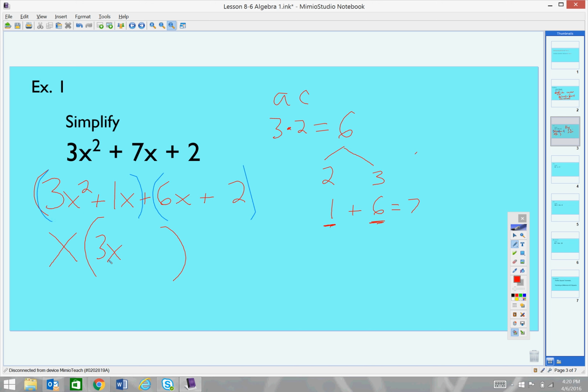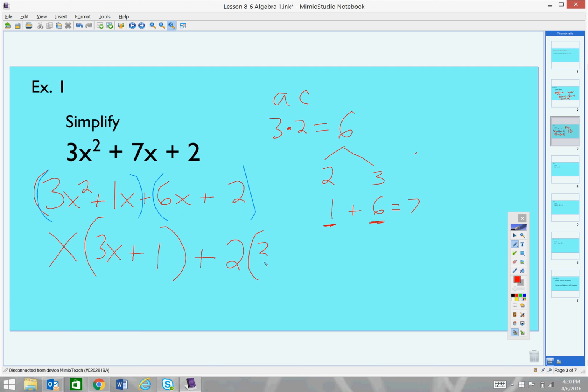3x. Great job. Then x times what is 1x? 1. Right. Okay. Now let's go over here. What's in common between 6x and 2? Is our x's in common? No. Is a 2 in common? Yes. So I'm going to pull out a 2 now, and look what's left.